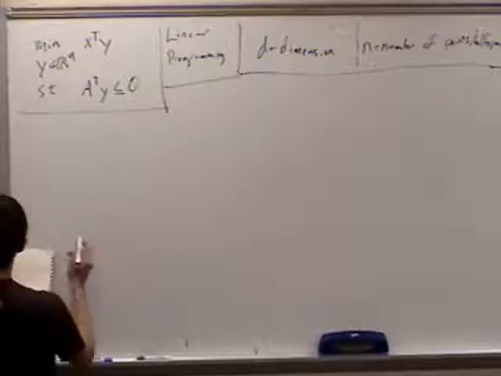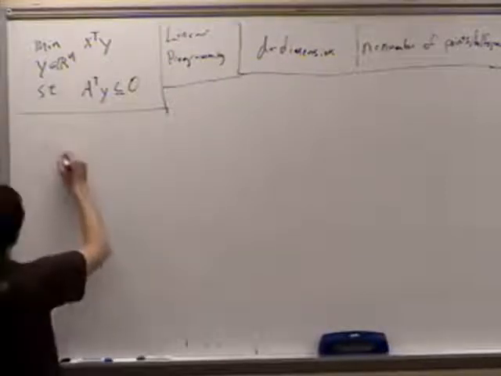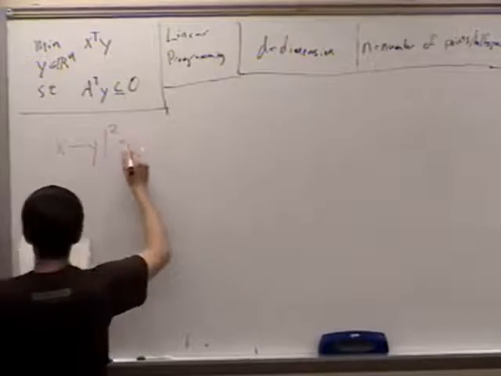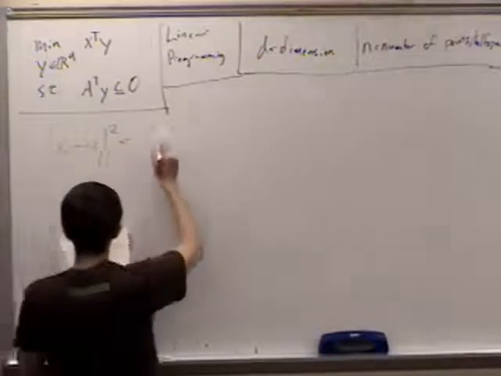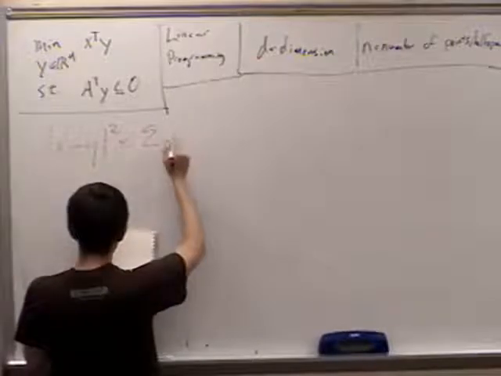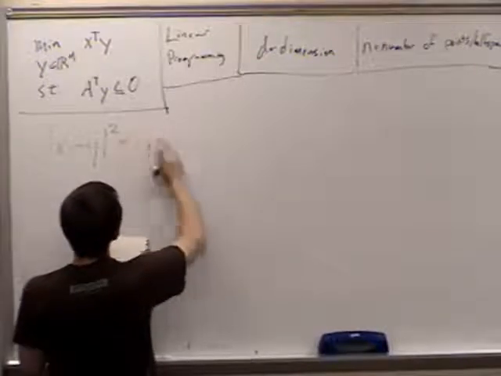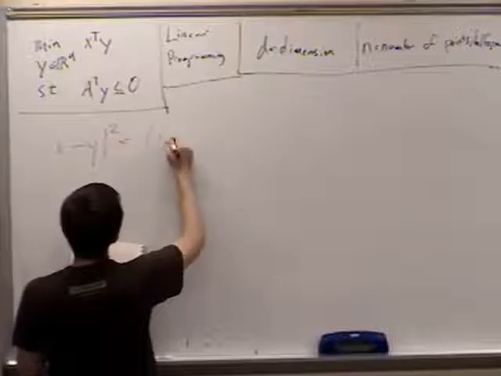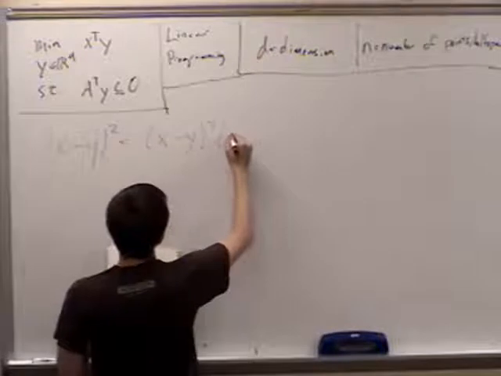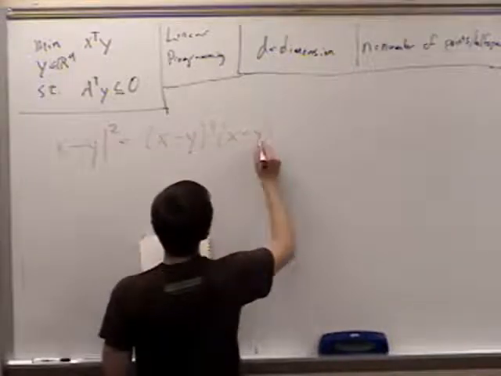So here's the setting. The distance of 2 points is basically just the sum of their vector distances. So if we write this out in matrix notation, it'll be x minus y, quantity transpose, times x minus y. So that's the squared distance.